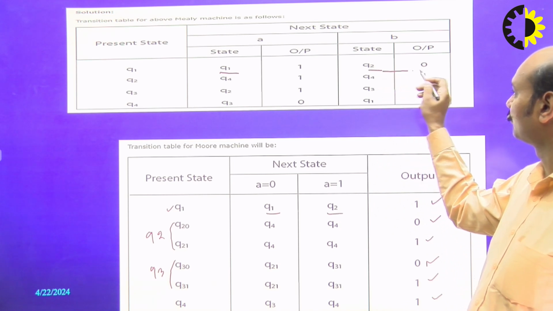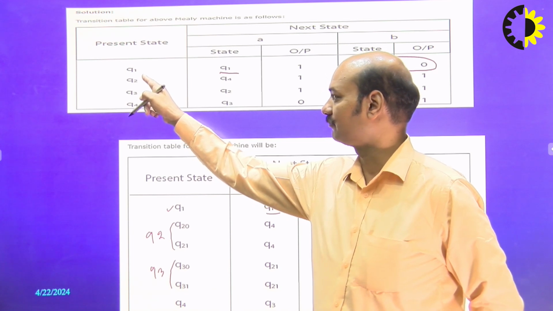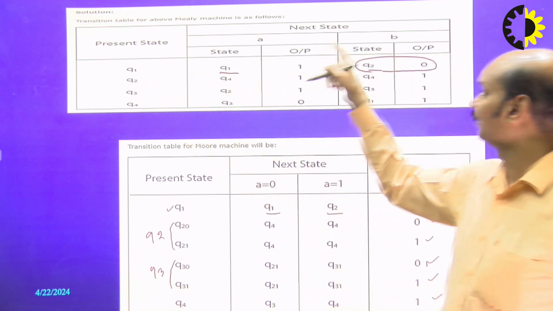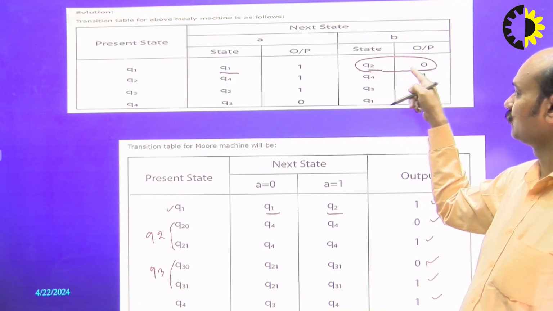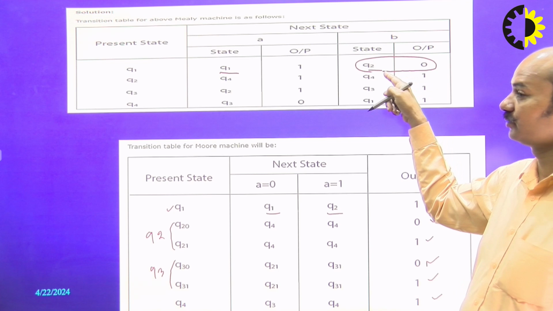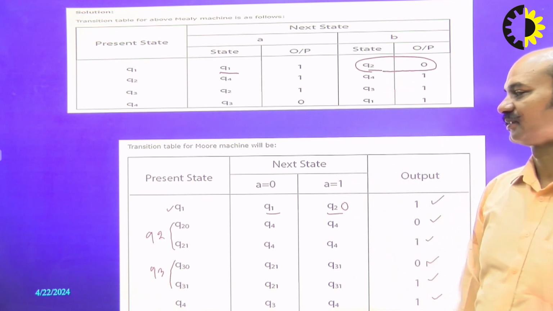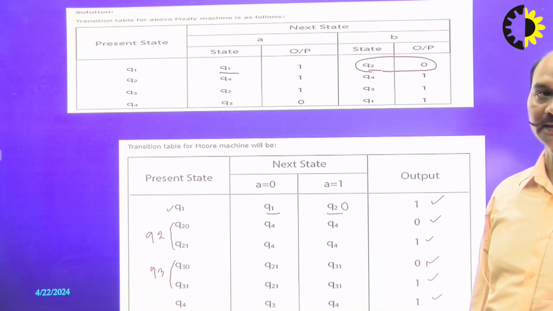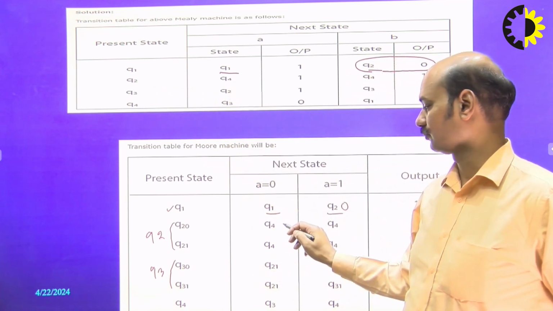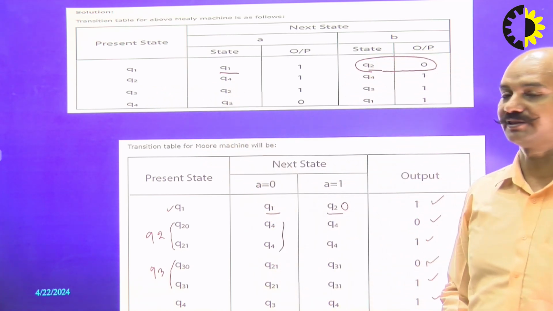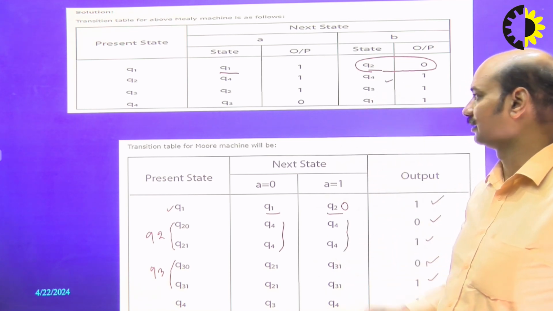Which Q2? If we have state Q1 and we apply input B, we reach Q2 and the output produced is 0. So we reach Q2 0. So we write here Q2 0. Okay, fine. Then what about Q2? We have both states for the transition for Q2. Then what is the output? That is Q4. Again, there is no problem.